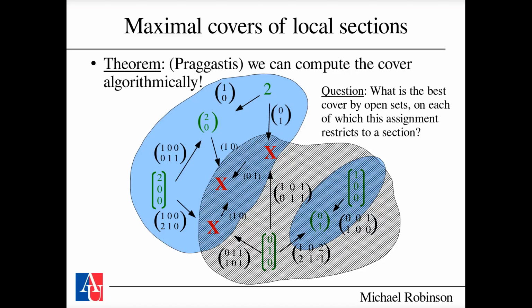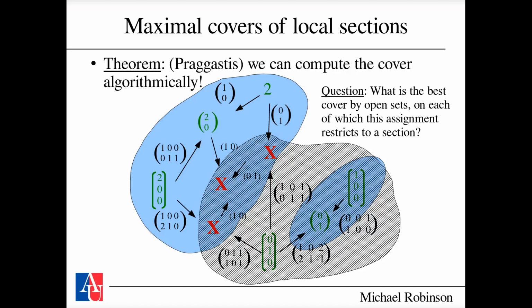Well, one recent useful theorem that one of our PNNL colleagues, Brenda Praggastis, proved, and she's got a paper up on arXiv if you're interested in reading about it, is that we can compute the largest cover by local sections in an algorithmic way. That's kind of handy, and by studying that cover, it gives you some notion of the quality of the assignment of data.